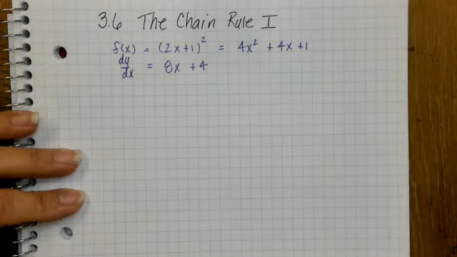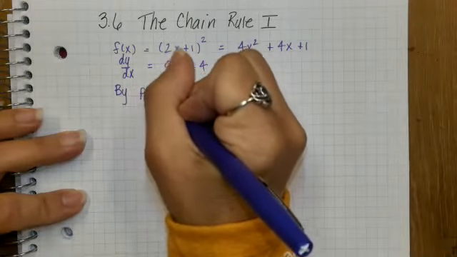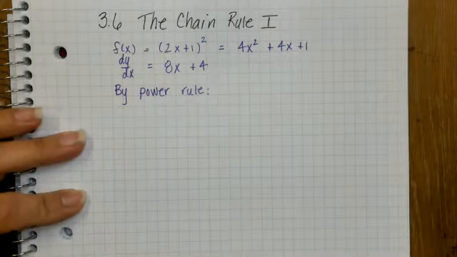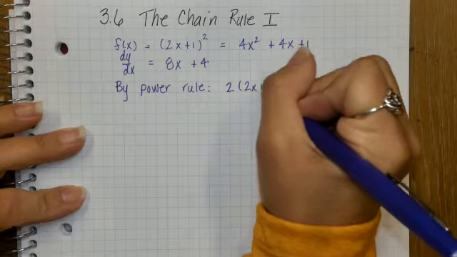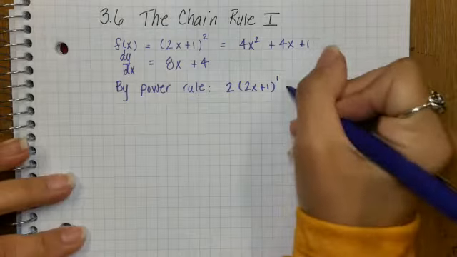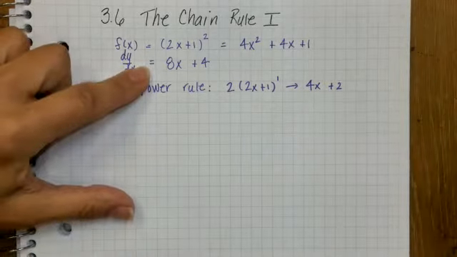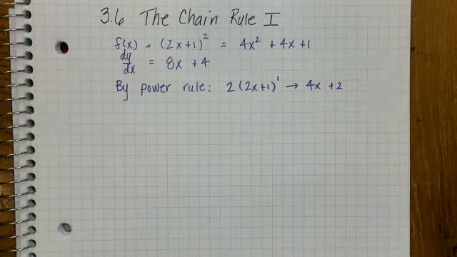Okay, not so bad. Notice that if you use the power rule, we bring the 2 down in front, decrease the power by 1, so the 2 becomes a 1. And so notice that this is 4x plus 2. It is not 8x plus 4. So we're kind of short by a factor of 2. And where did that go? That's where our chain rule is going to come in.